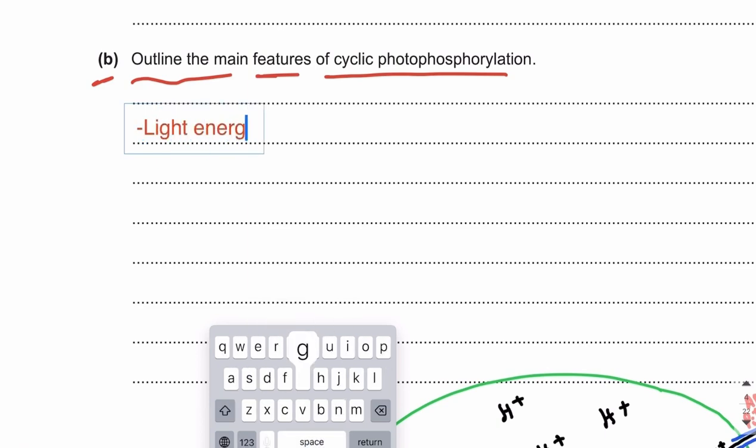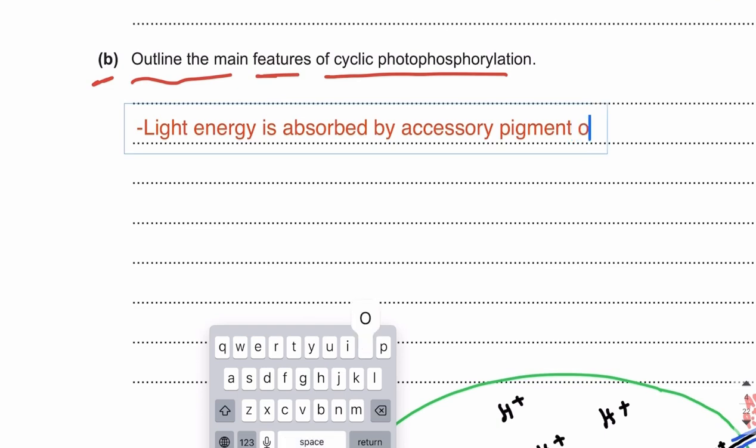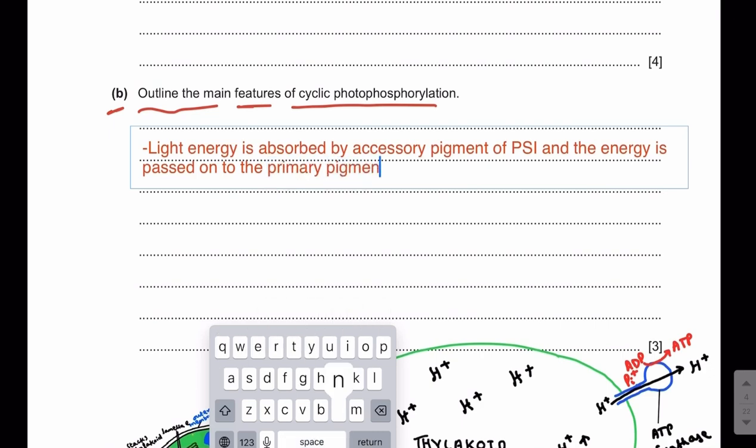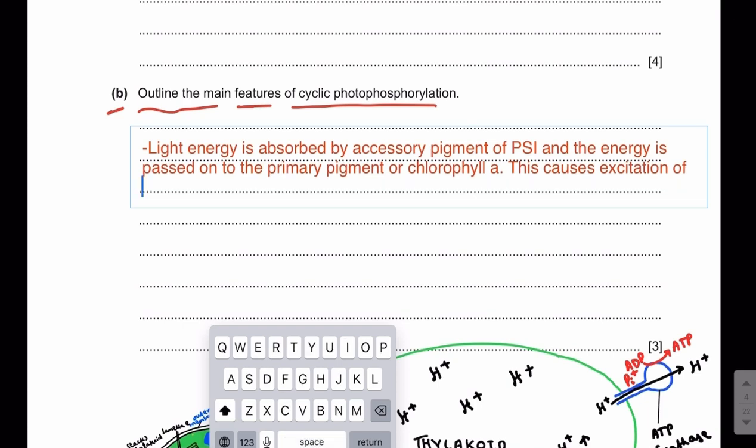Light energy is absorbed by accessory pigments of photosystem 1 or PS1, and the energy is then passed on to the primary pigment or chlorophyll A. This causes excitation of electrons, which are then lost from chlorophyll A.